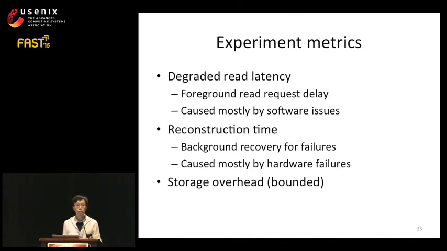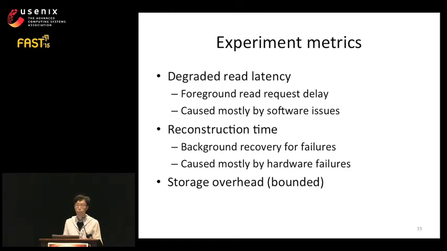Here we are particularly interested in 3 metrics. The first is the degraded read latency. This comes when a foreground task reads a block that is not available, and the recovery time factors into the read request. This is mostly caused by software issues. For this experiment, we inject faults by deleting a specific block in the system and then reading this block to trigger the degraded read.